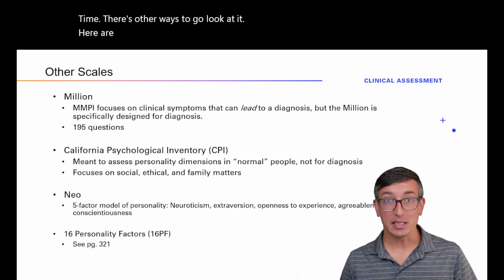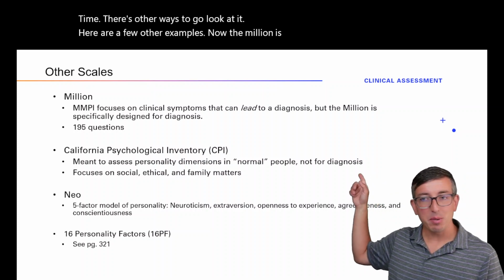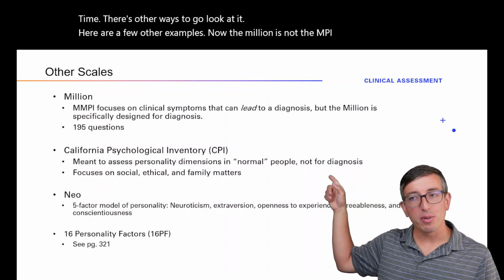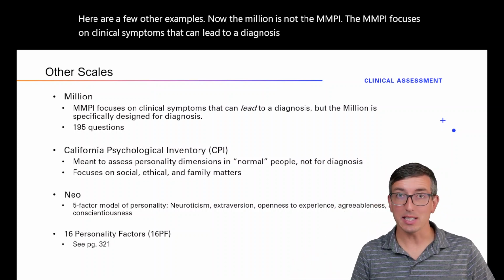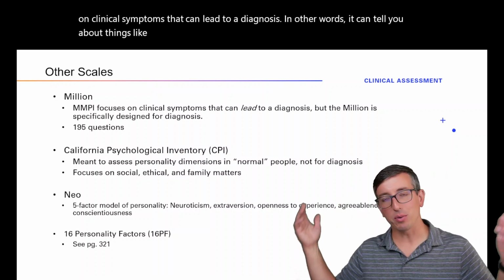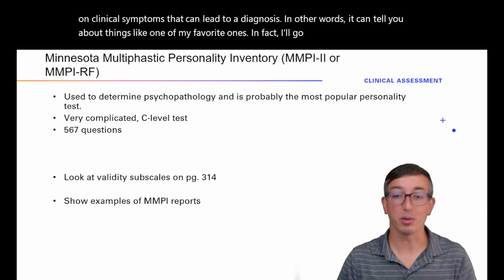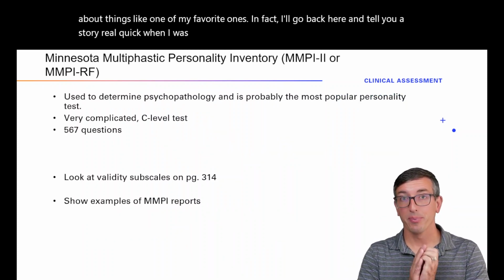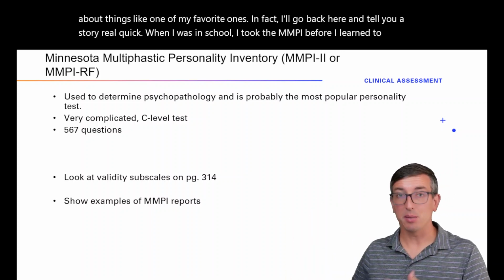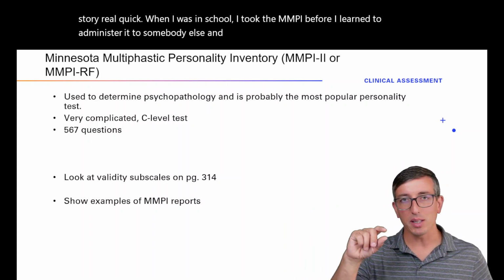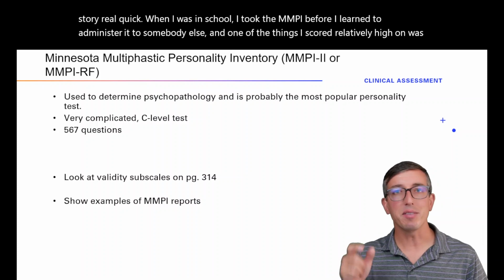Here are a few other examples. Now, the Millon is not the MMPI. The MMPI focuses on clinical symptoms that can lead to a diagnosis. In other words, it can tell you about things like, one of my favorite ones, in fact, I'll go back here and tell you a story real quick. When I was in school, I took the MMPI before I learned to administer it to somebody else. And one of the things I scored relatively high on was psychopathic deviance.